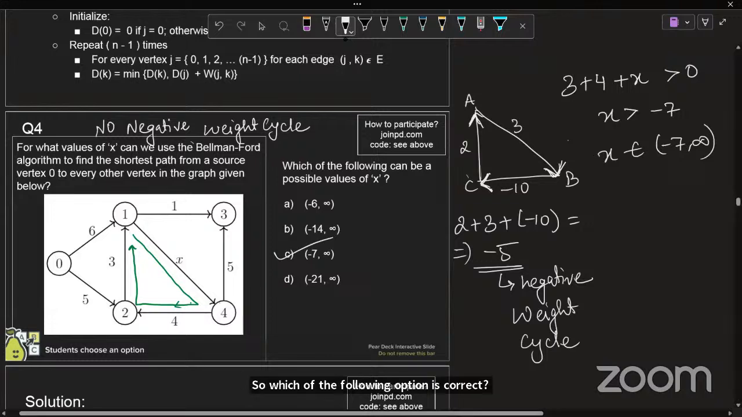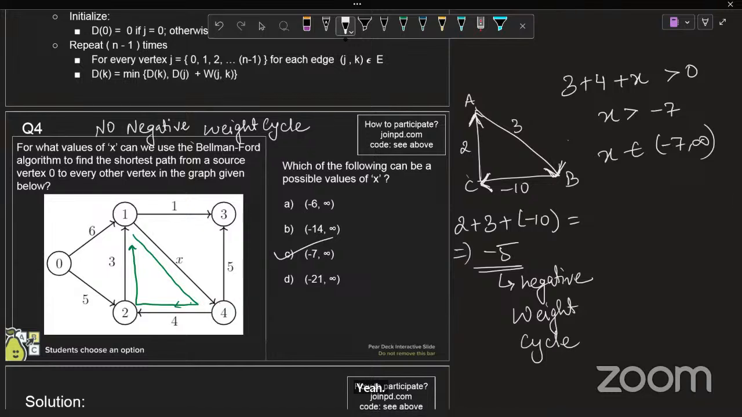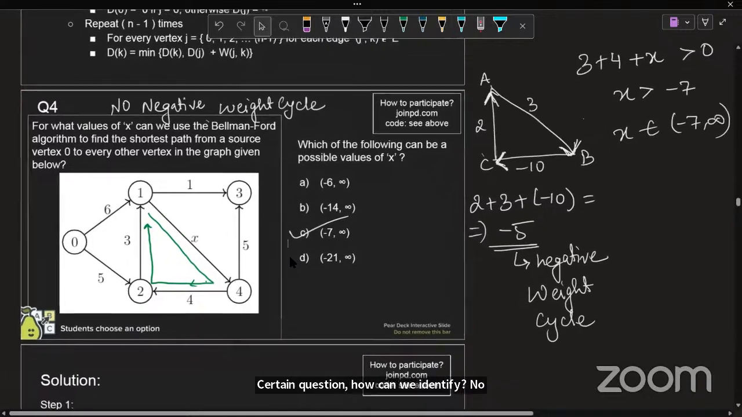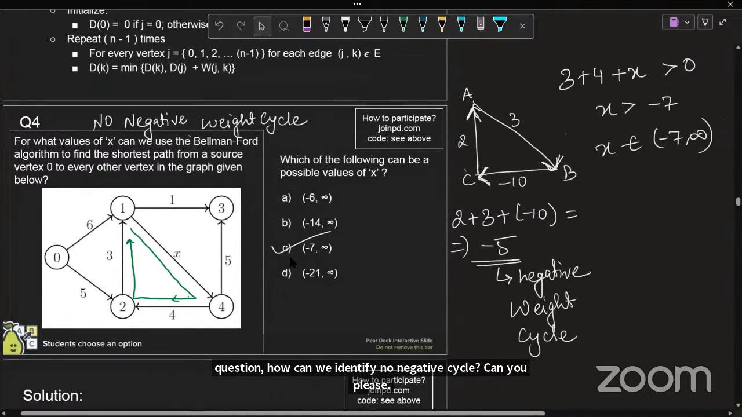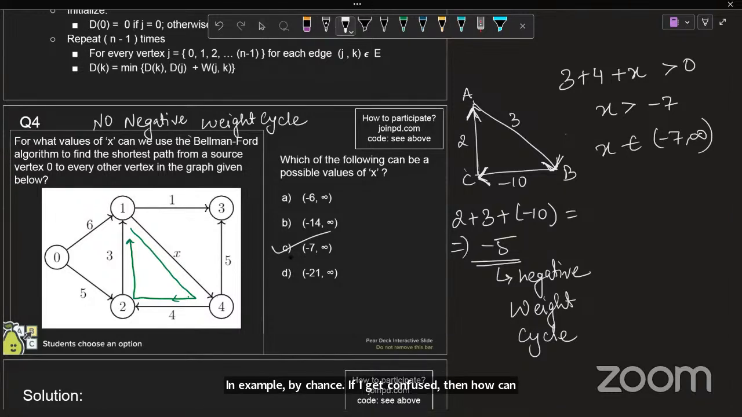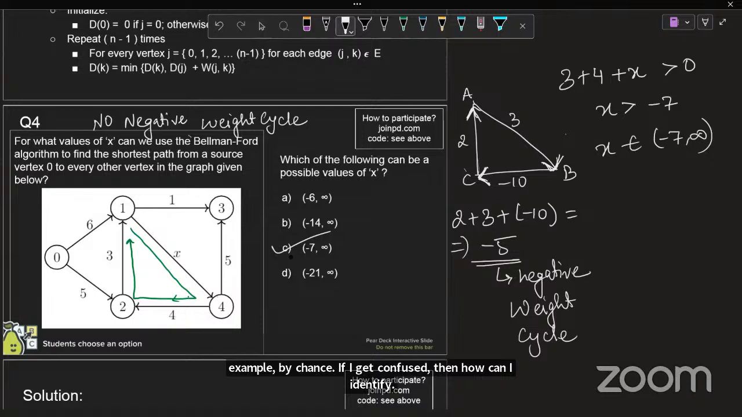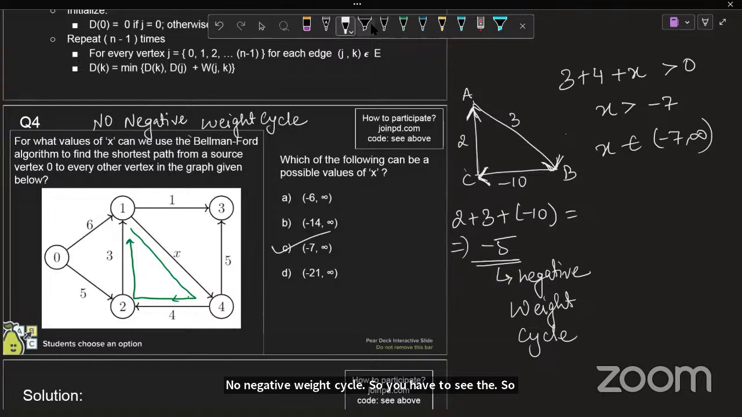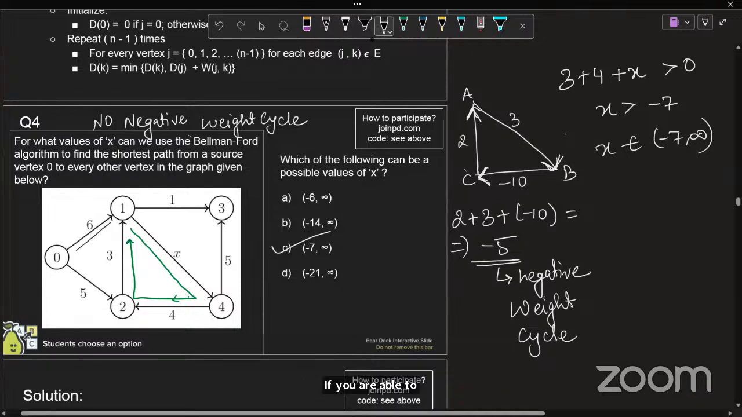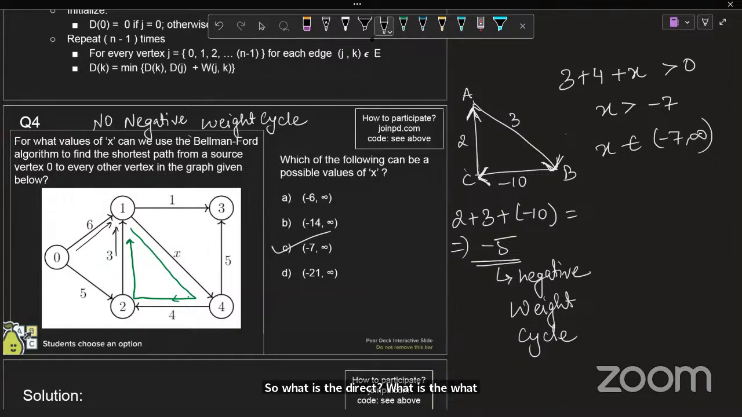Sir, in the question, how can we identify a negative weight cycle? In the exam hall, if I get confused, how can I identify it? So you have to see, this is a directed graph. This has direction this side and this has direction this side. So what is the definition of a cycle, first of all?